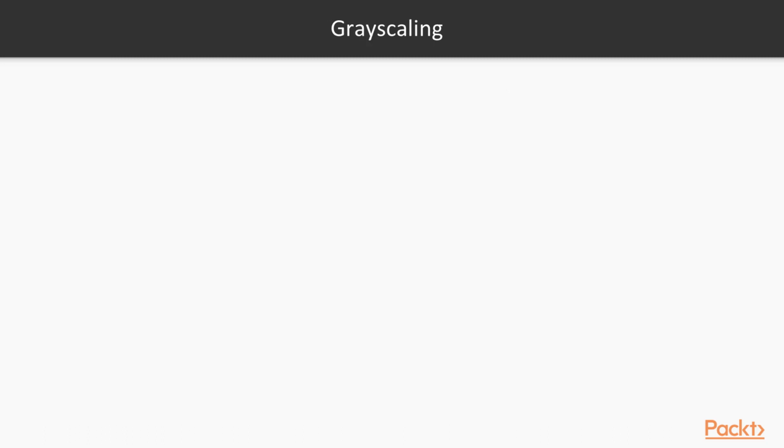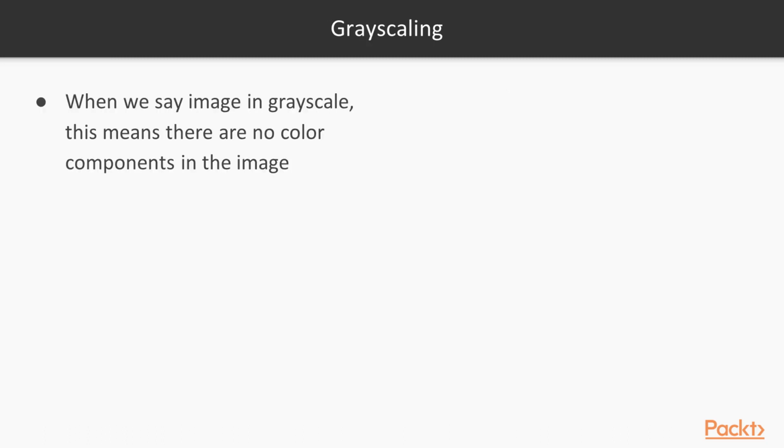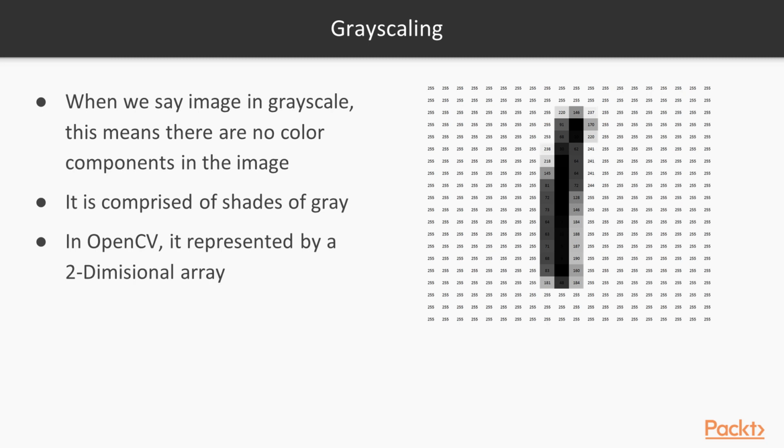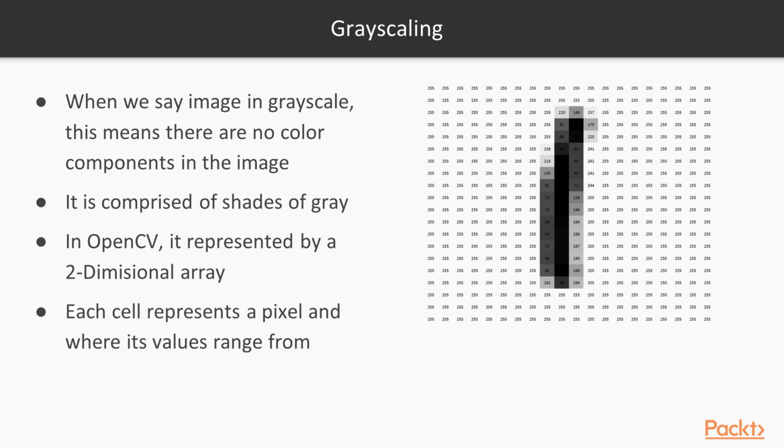So what about grayscaling? When we say an image is grayscale, we're talking about a black and white image. However, black and white images are not just black and white. They're comprised of shades of gray. In OpenCV, a grayscale image is even simpler to represent because it's not three-dimensional. It's effectively two-dimensional. Imagine we have a grid here. This is a handwritten number 1. If you were to represent this in grayscale, every pixel here has a value.